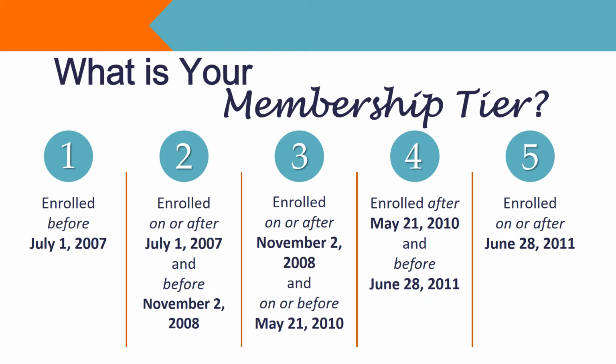If you were enrolled on or after July 1st of 2007 and before November 2nd of 2008, you're a Tier 2 member. Tier 3 members were enrolled on or after November 2nd of 2008 and on or before May 21st of 2010. Tier 4 members were enrolled after May 21st of 2010 and before June 28th of 2011. Tier 5 members were enrolled on or after June 28th of 2011.